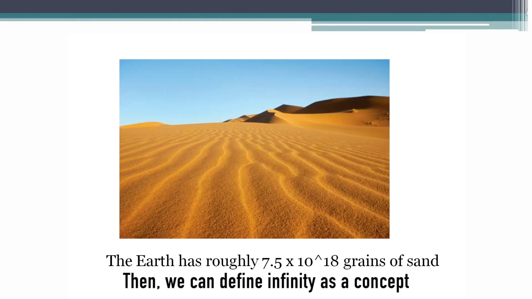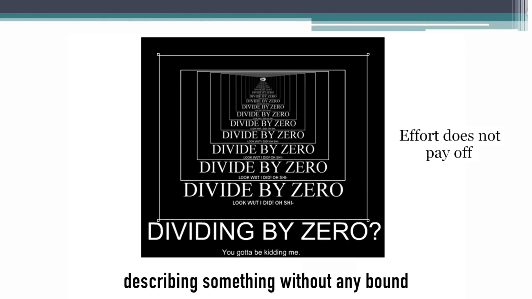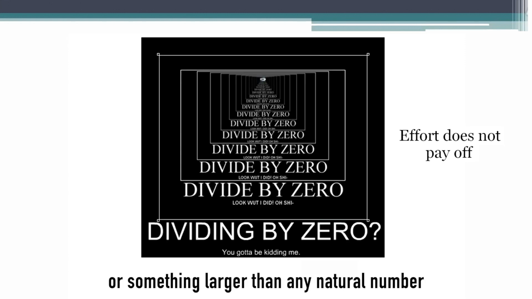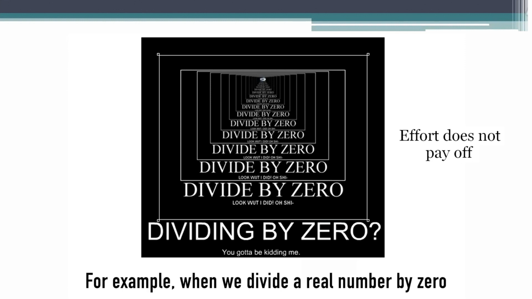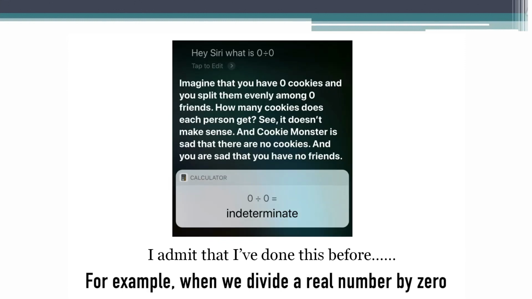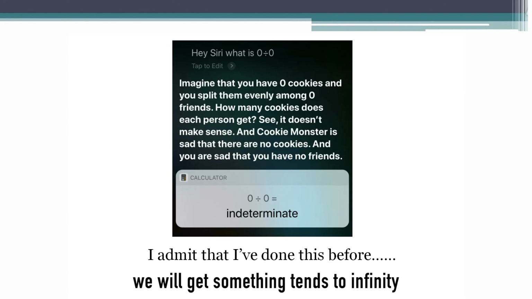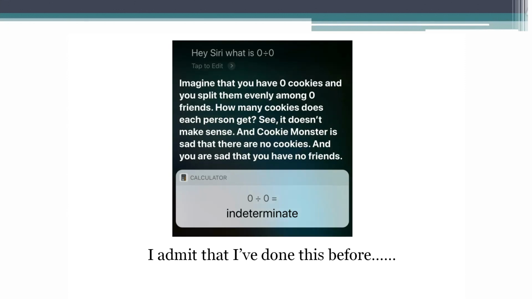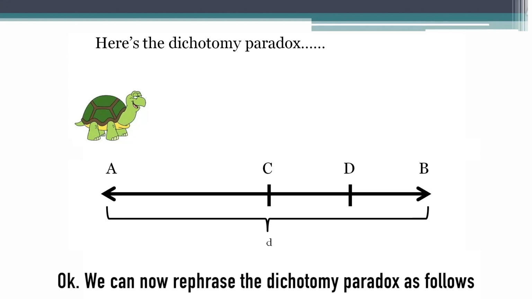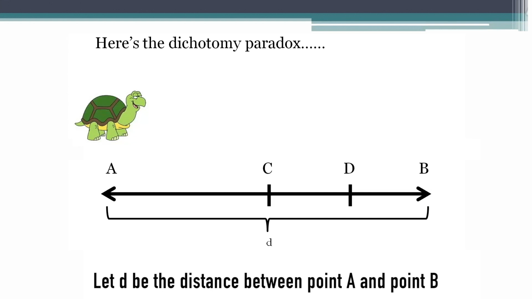Then we can define infinity as a concept describing something without any bound, or something larger than any natural number. For example, when we divide a real number by 0, we will get something that tends to infinity. Okay, we can now rephrase the dichotomy paradox as follows. Let d be the distance between points A and B.